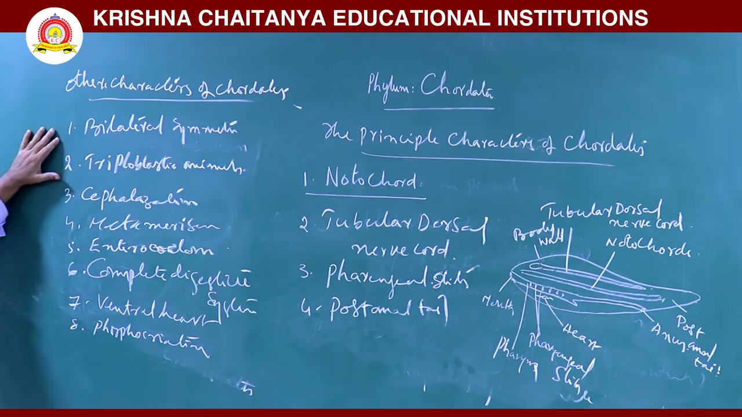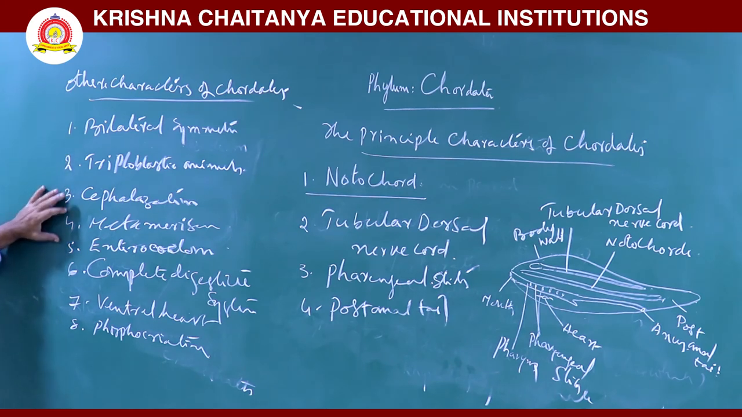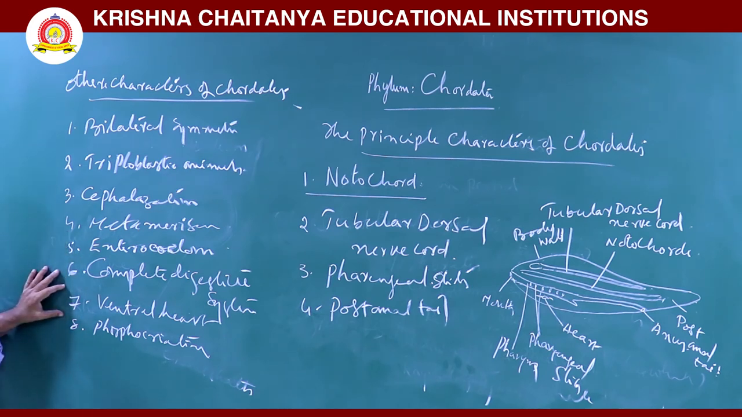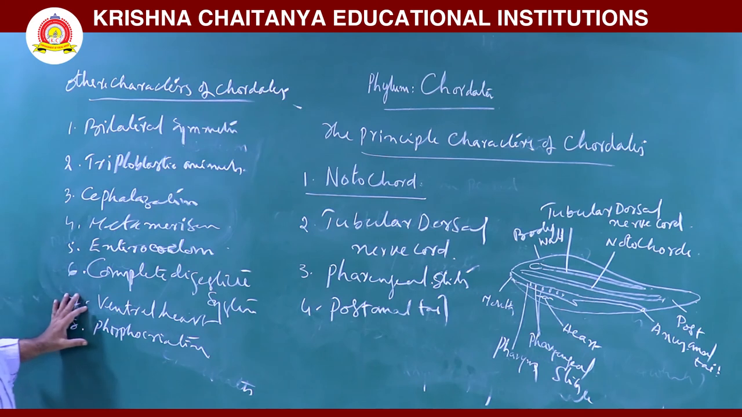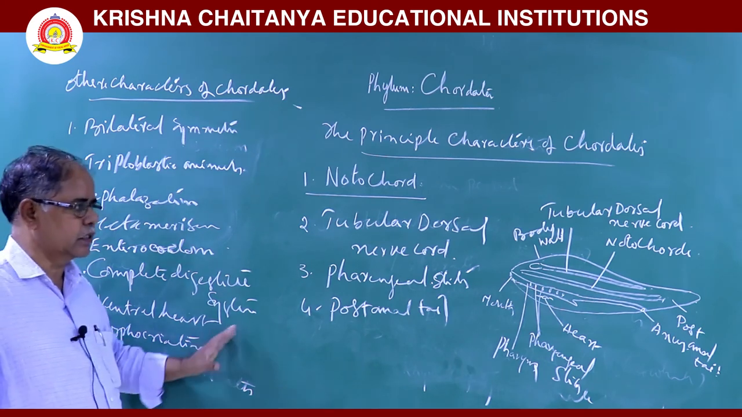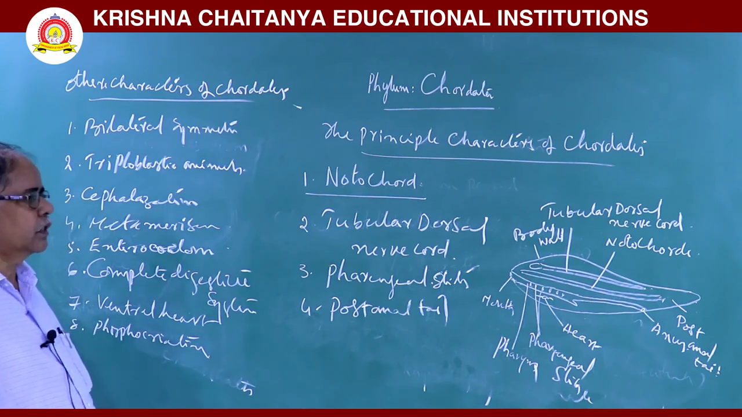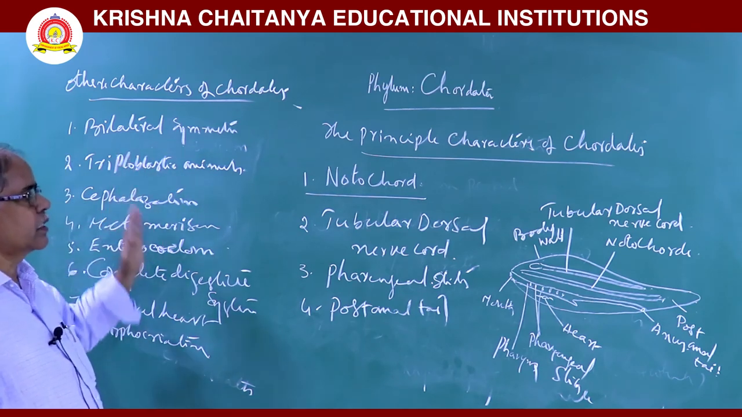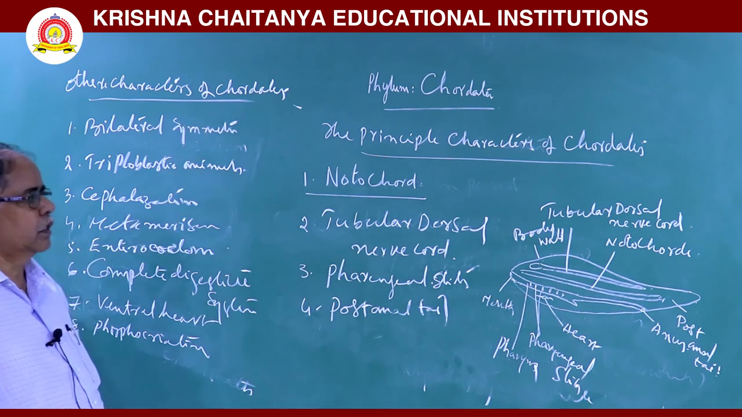They are bilaterally symmetrical animals. Next, triploblastic. Cephalization is seen here. Metamerism is seen here. Next, enterocoelom. A complete digestive system is present. A muscular ventral heart is present. And phosphocreatine is present. These are other characters seen in phylum Chordata.